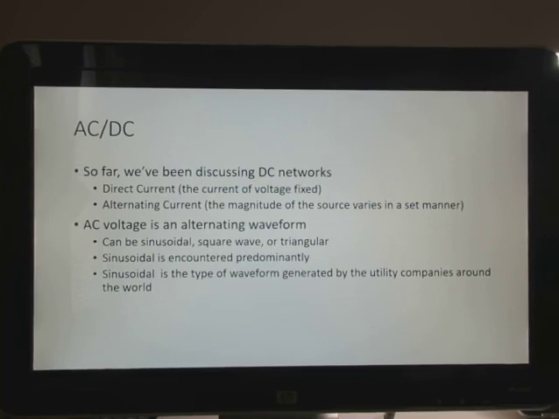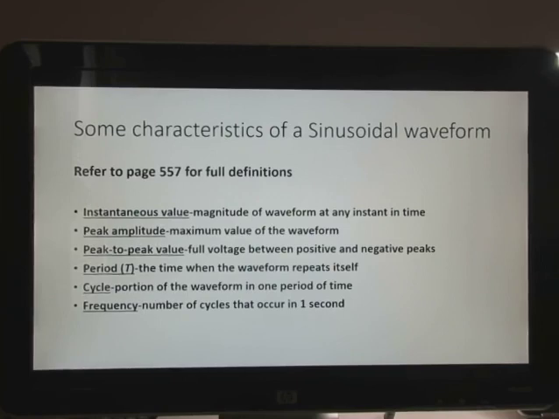So we're moving from direct current, DC, to AC, alternating current, and we're going to concentrate on sinusoidal AC signals. We're going to learn the meaning of these types of characteristics of an AC sinusoidal waveform. And the reason we are going towards AC, more or less sinusoidal, is because these are the type of signals generated by utilities worldwide, and it's in use in electrical and electronic circuits.